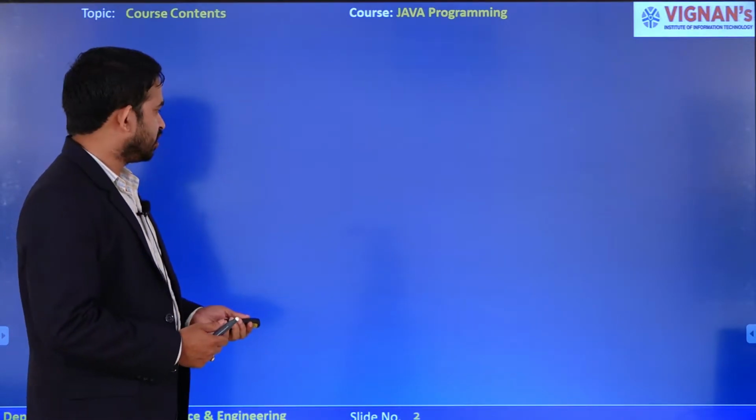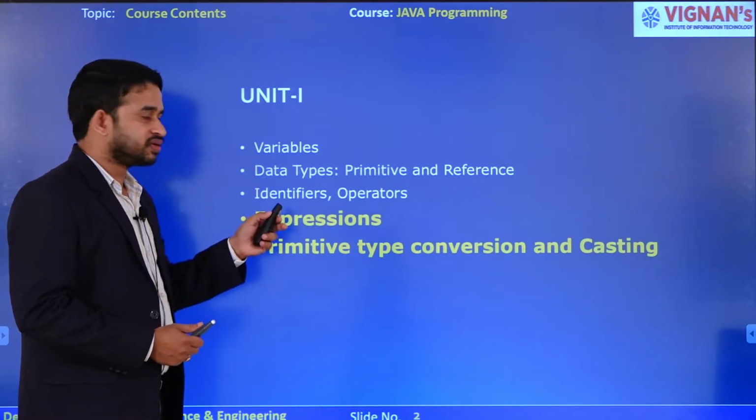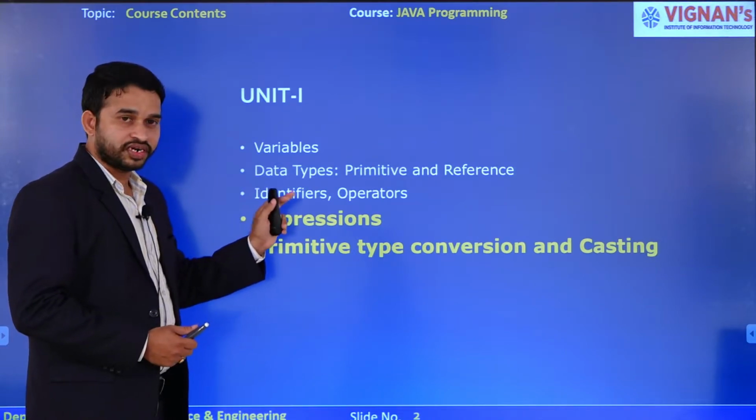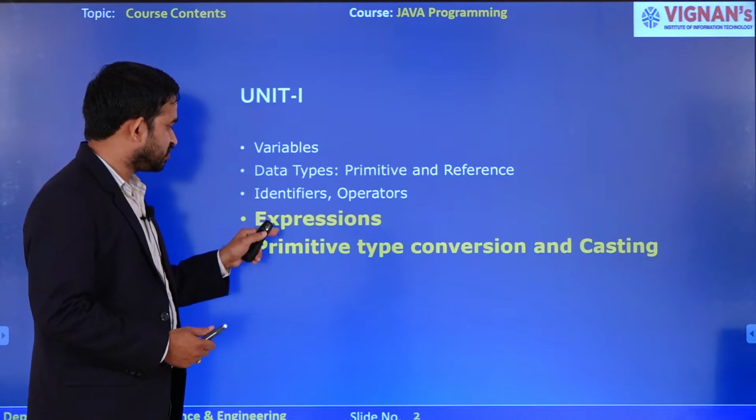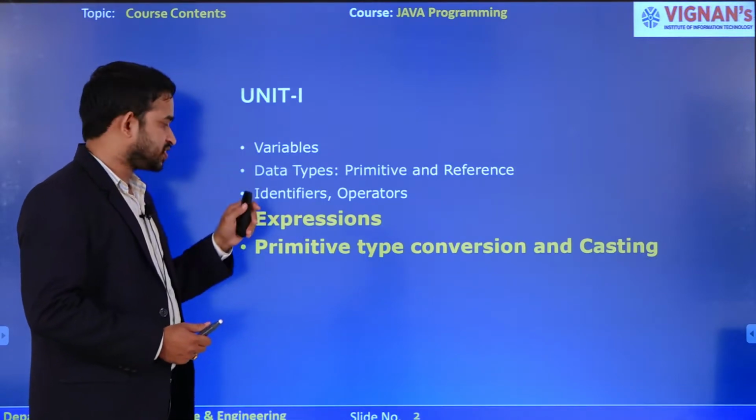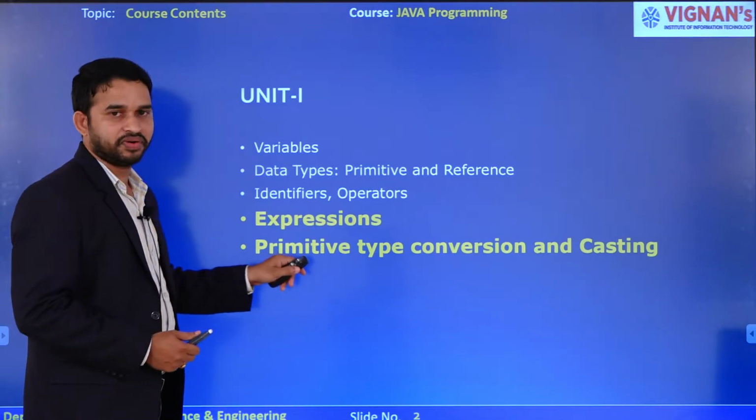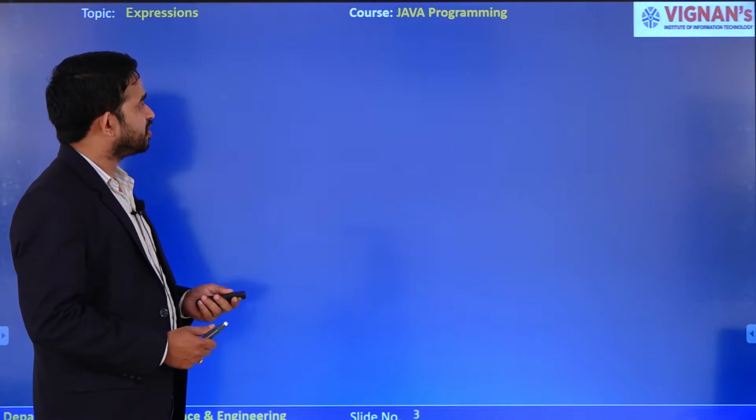The next topic. Till now we have been discussing variables in Unit 1. The second chapter covers variables, data types, identifiers, and operators, from the previous session. Now we are going to explain the meaning of an expression, primitive type conversion, and casting. This is very important. First we will see the expression topic. So let's go to the topic, expression.